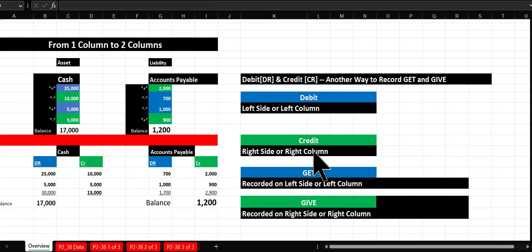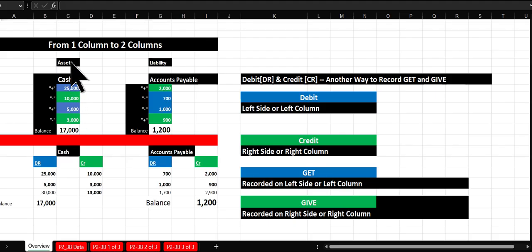Recall in chapter 1 that every transaction has a get and every transaction has a give, and the get and the give are recorded for the same value. We're going to continue that, as I said. So let's look at what we would have done in chapter 1 with each get and each give. My get I have classified using the color coding it blue, and the give is in green.